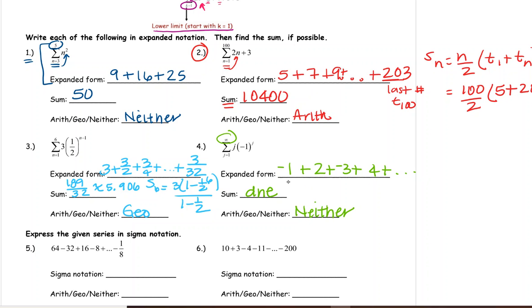And then this is an infinite series, and it's a neither, right? Because the terms are alternating back and forth, but they're not getting multiplied. So there is no sum. I can't figure out what the sum is, so the sum does not exist.